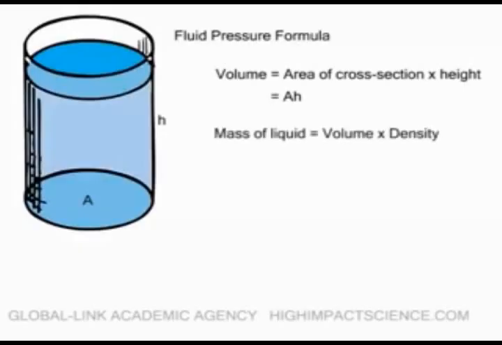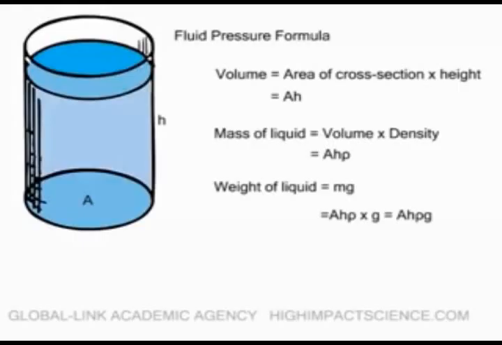Mass of the liquid is given by volume of the liquid times density. That is from the fact that density is mass over volume. So mass of a liquid is A times H times rho. Therefore, the weight of the liquid is equal to mass of the liquid times the gravitational force per unit mass, which is represented by g. So the weight of the liquid is given by AH rho times g.